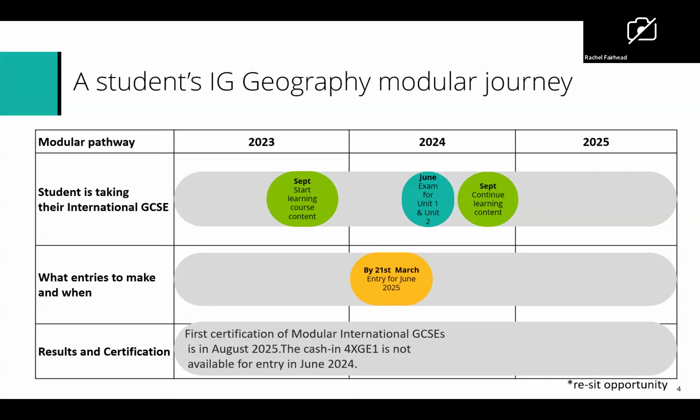Then what you would do maybe is continue learning, hopefully continue learning. And then 2025 would be your unit 2. So you can see from that, you take 1 unit in 2024, 1 unit in 2025, and then what this will end up doing is giving you certification in 2025. So this is one potential model of how to break up your modular journey.